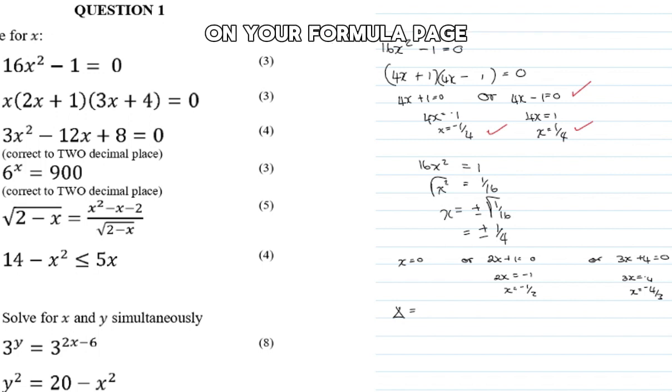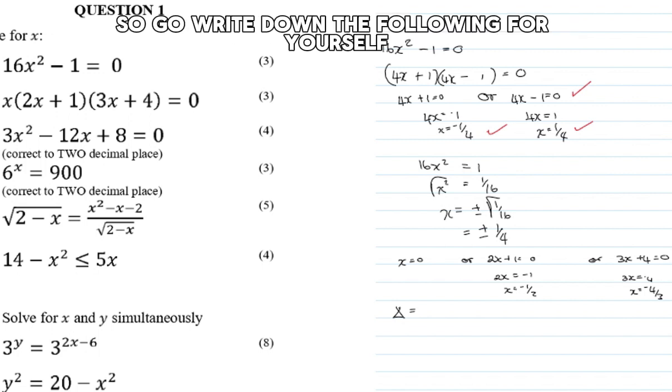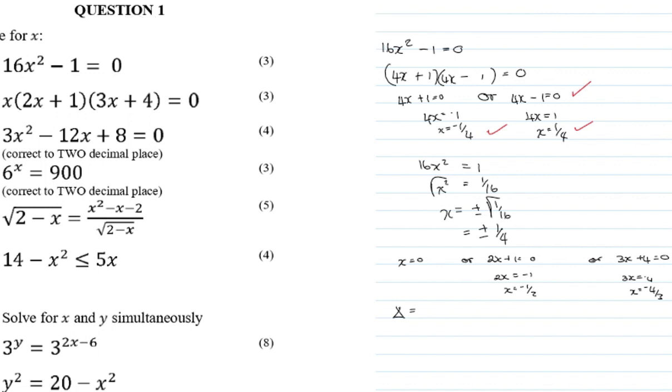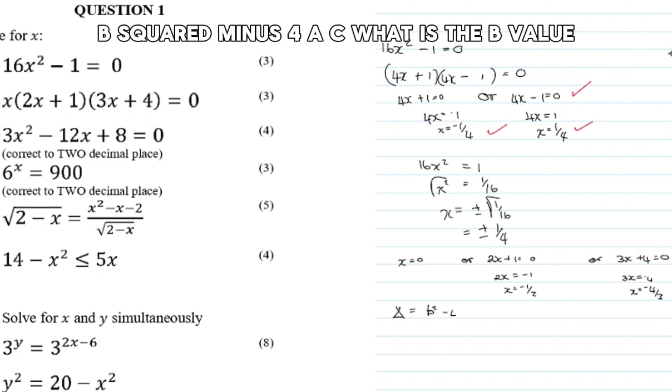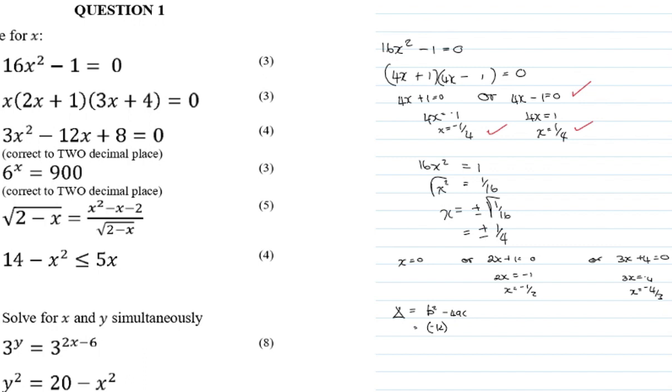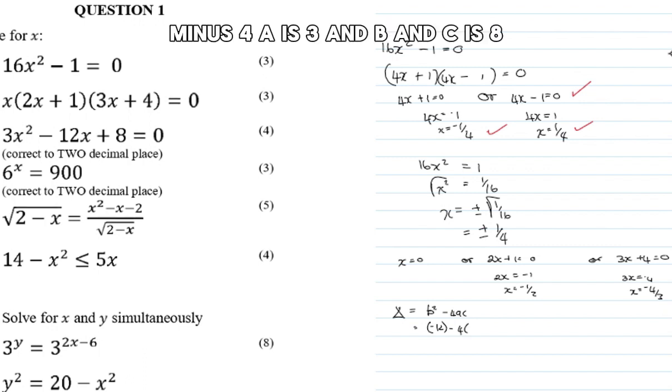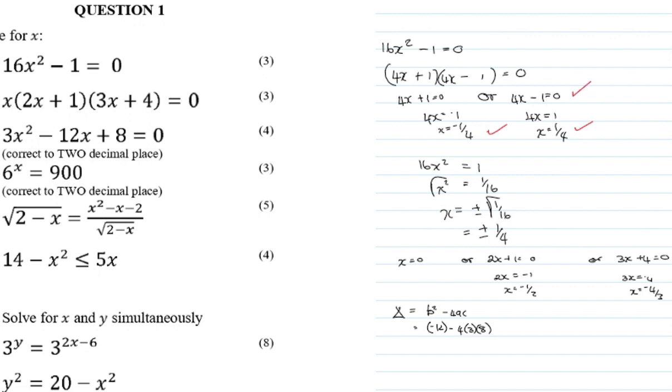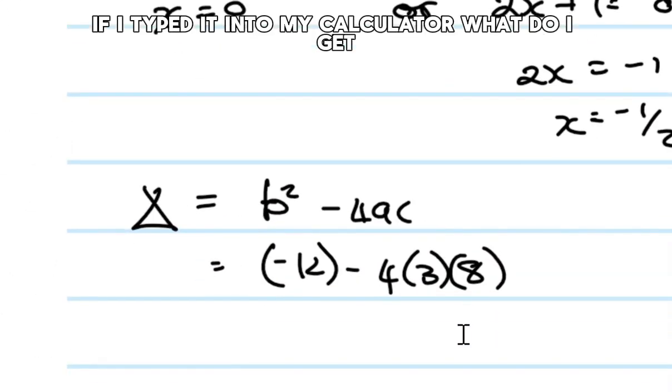The quadratic formula is your first formula on your formula page. So go write down the following for yourself. It's going to be b squared minus 4ac. What is the b value? The b value is negative 12, plus minus, 4, a is 3, and c is 12. Now I go immediately to my calculator, I type it in. What do I get? If I type that into my calculator, what do I get?